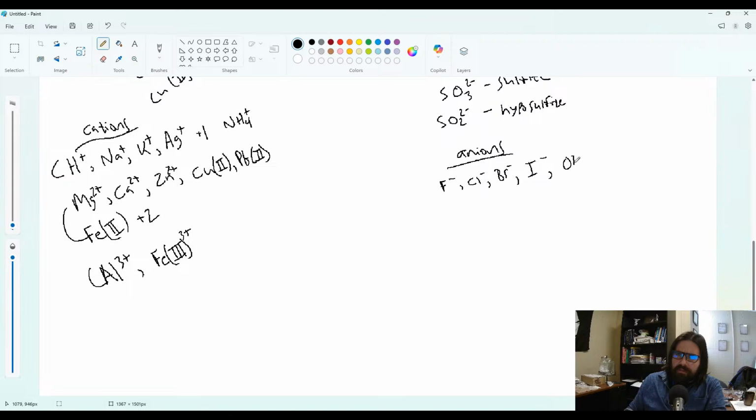Hydroxide, nitrate, perchlorate, then acetate. The acetate one's a really long one. If you just know that the really, really long one is acetate, then you're good to go. So those are all -1 charged.